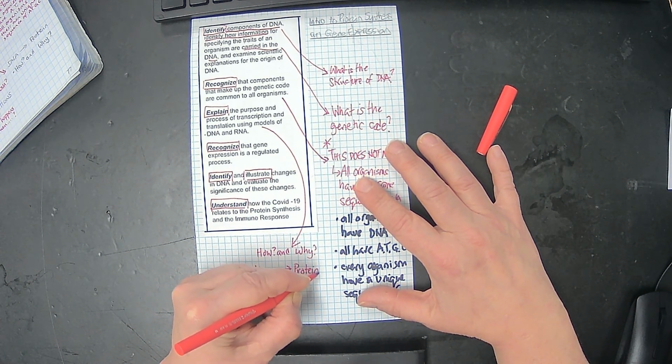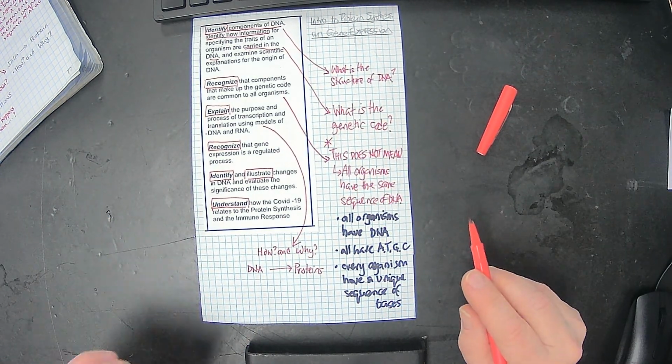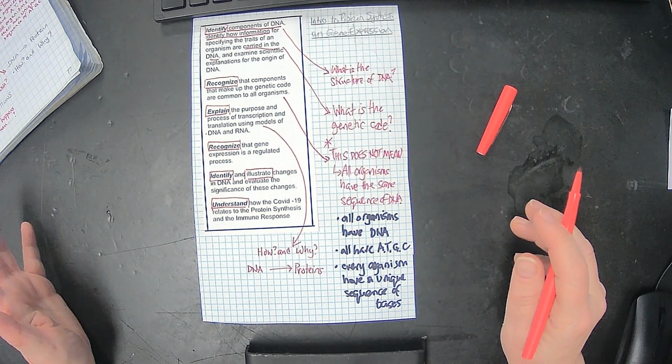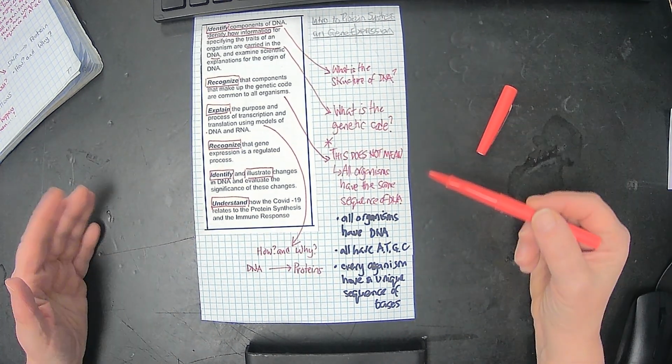And I can't stress this enough. Proteins are what make you you. Okay, proteins are basically our characteristics. What is our DNA? We talk about the genetic code, right?